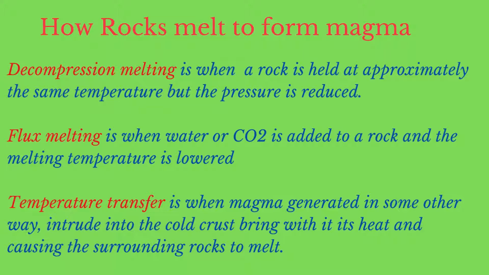Thirdly, there is temperature increase or temperature transfer. This is when magma generated in some other way increases the temperature of the surrounding rocks, causing them to melt. For example, when magma rises from the mantle and intrudes in the rocks of the crust, heat is transferred from the magma to the surrounding crustal rocks, causing them to melt.